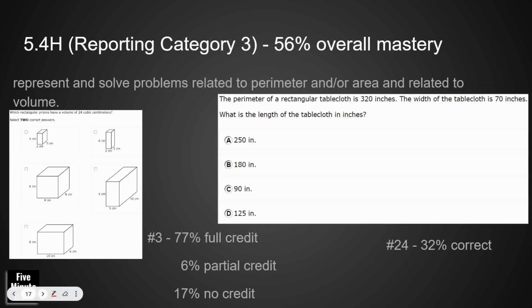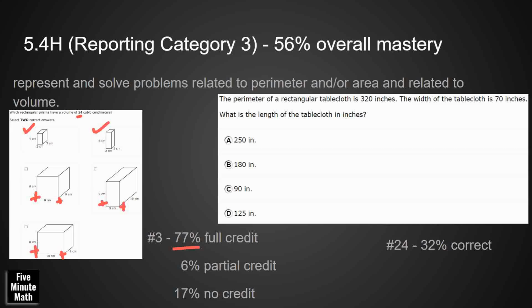And then finally, we're looking at 5.4H, reporting category 3. This is 56% overall mastery, representing solving problems related to perimeter and or area related to volume. So 24 cubic meters, we're just multiplying here. Look at these: 8 plus 8 plus 8, 9 plus 5 plus 10, 8 plus 10 plus 6. These 3 are incorrect because you're adding. All we're needing to do is check the 2 that you multiply the 3.